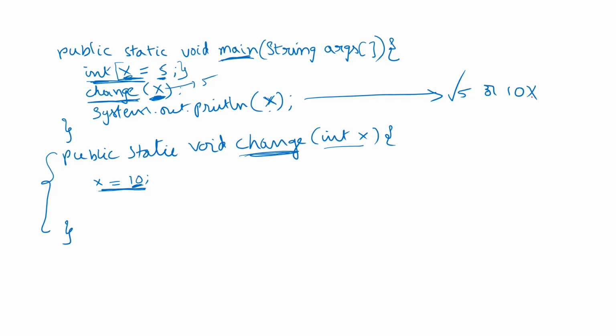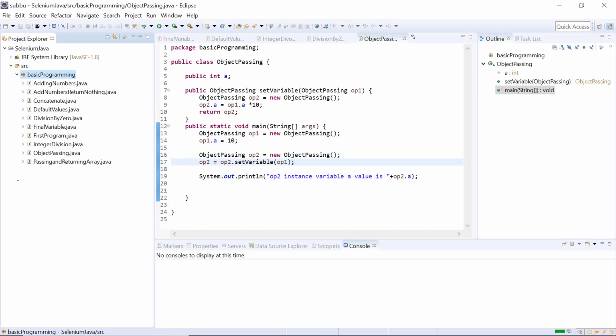So when the question is how primitive variables are passed to methods, by value or by reference, we can say that they are always passed by value and not by reference. Let us see this example.